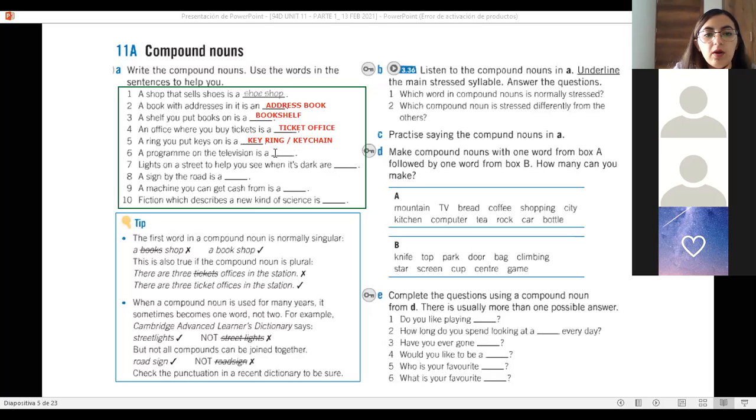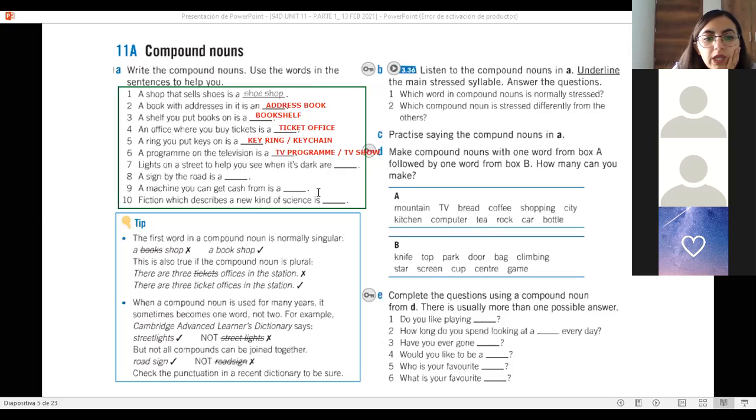A program on television is a, what is it? TV program. A TV program. Very good. A TV program. Or a TV show, como nos decía por ahí Madeline. Or a TV show. Very good. So we have a TV program or a TV show.